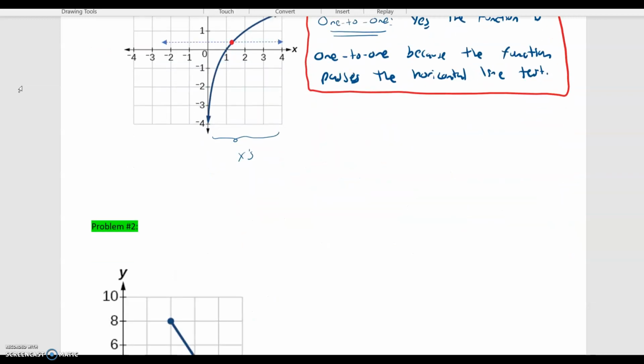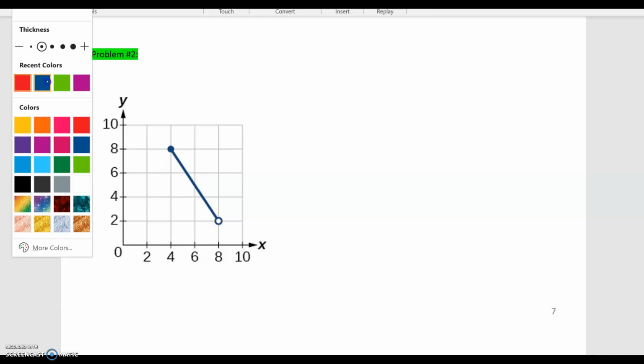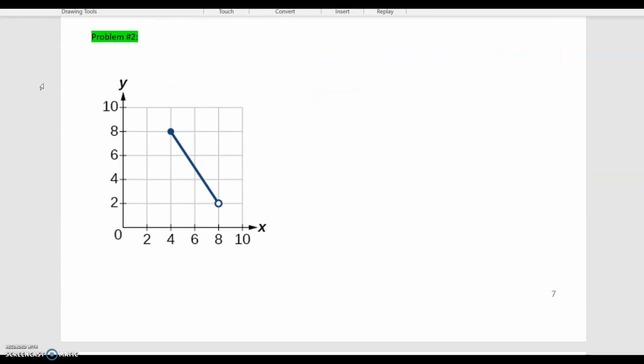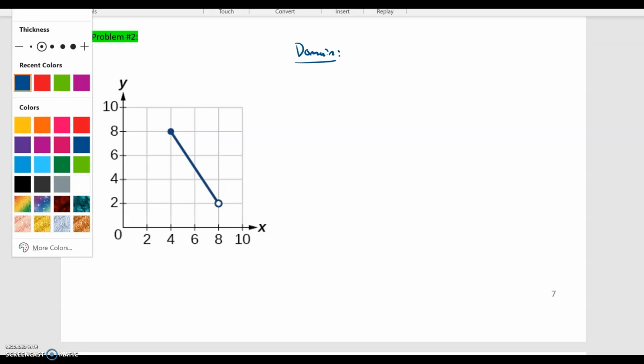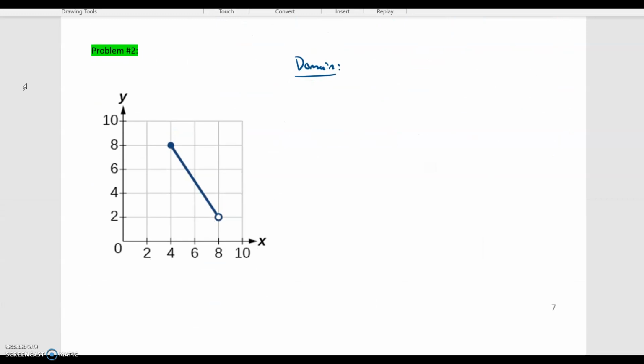Let's move on to problem 2. In problem 2, we're just getting a piece, and in this case, let me start with the domain. And notice that your domain is going to represent your x values. So you're looking at all your x's, in this case including 4, but not including 8. So bracket 4 to 8 along your x's.